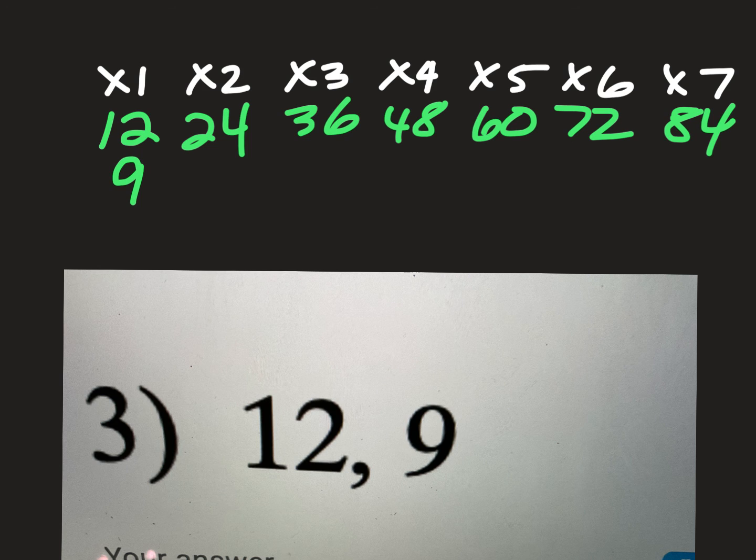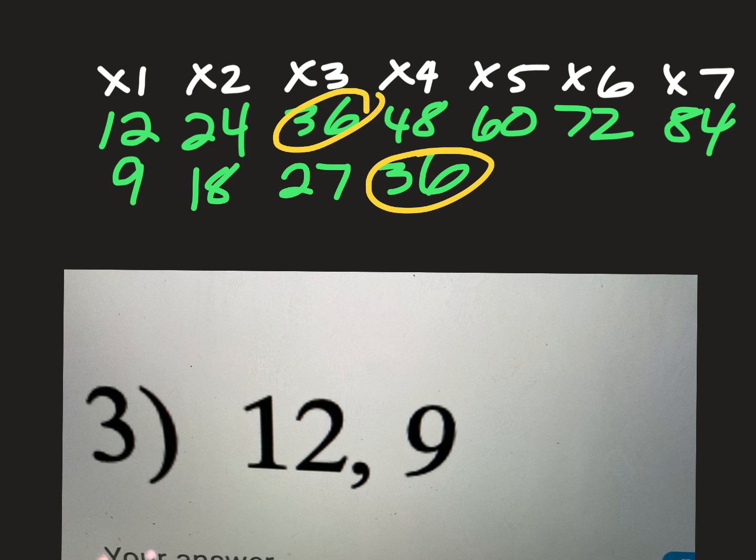So 9 times 1 is 9. So that's your first multiple of 9. Then we've got 2 times 9, which is 18. 3 times 9, which is 27. 4 times 9, which is 36. Look at this. We have the least common multiple, which is 36, folks.